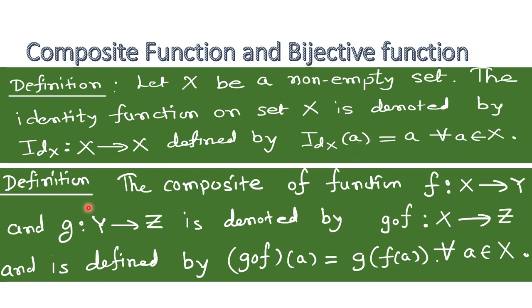The next definition is of composite function. The composite function of function f from X to Y and function g from Y to Z is denoted by g composed with f. It is a function from X to Z and it is defined by g composed with f of a is g of f of a for all a in X.